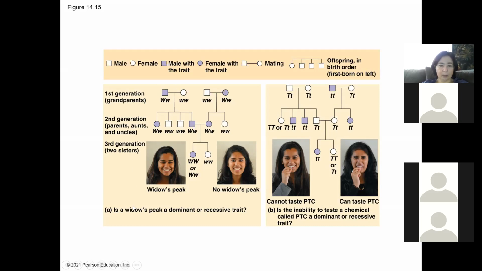For example, to answer the question of what nature of inheritance, dominant or recessive, I already mentioned the widow's peak. If you look at this pedigree, first generation grandparents, you see it in every generation. So what do you think? Is it recessive or dominant if you see it in every generation? Dominant. Absolutely dominant.